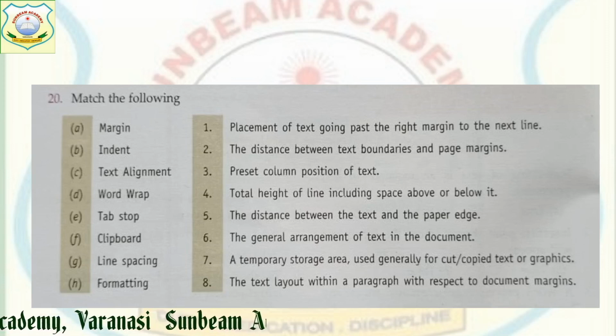Next is line spacing. Line spacing means the total height of the line including space above or below it. In the last segment, I showed you how you are going to increase the distance between two lines. This is known as line spacing. Formatting. Formatting is the general arrangement of text in the document. How your text will look when you are going to present it in the document. That is known as formatting.